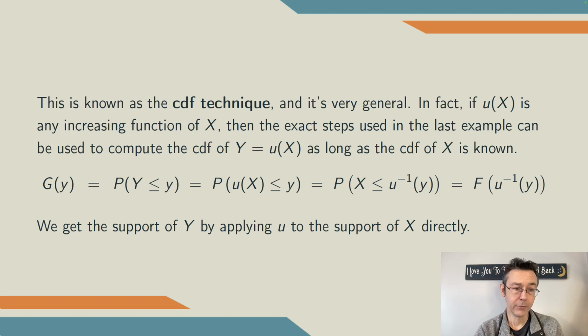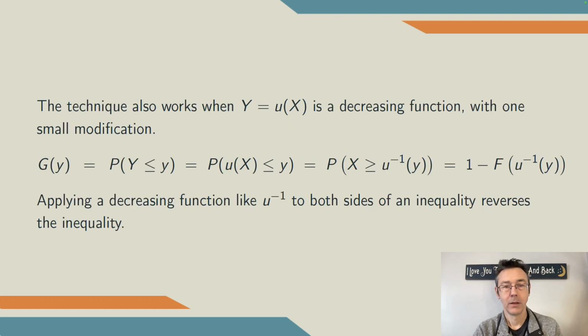I've written the formula for the CDF of y, replaced y with u of x, taken the inverse of u on both sides of that inequality, and then arrived at a formulation for the CDF of y in terms of the CDF of x. Notice that this does rely on the fact that the function u is strictly increasing. We can get the support of the new random variable y just by applying the function u directly to the support of x. The technique also works when the function u is decreasing, just with one small modification.